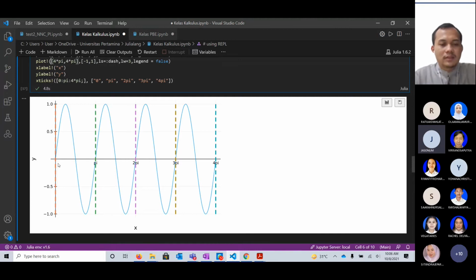From 0 to pi, what is the length from 0 to pi? The distance between 0 and pi. What is the distance between 0 and pi?